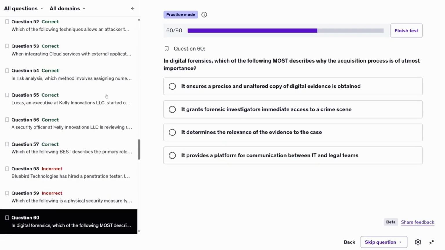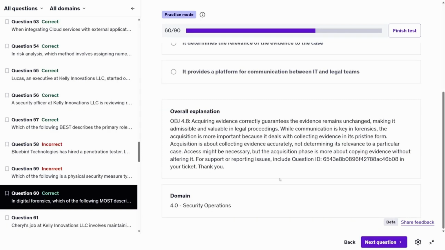All right, guys, next question. In digital forensics, which of the following most describes why the acquisition process is of utmost importance? The correct answer is A. It ensures a precise and unaltered copy of digital evidence. Acquiring evidence correctly guarantees the evidence remains unchanged, making it admissible and valuable in legal proceedings.